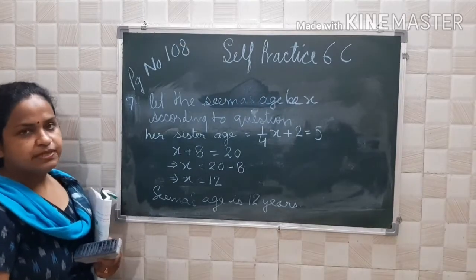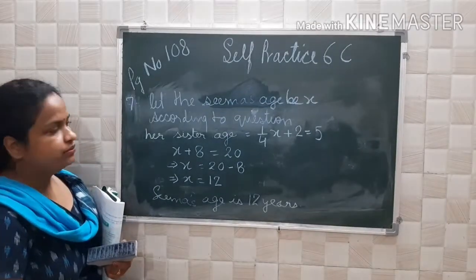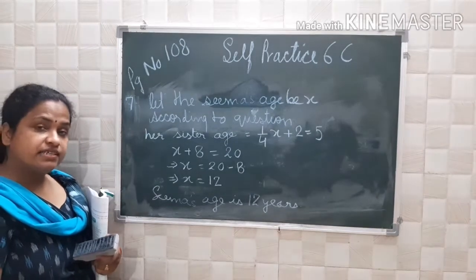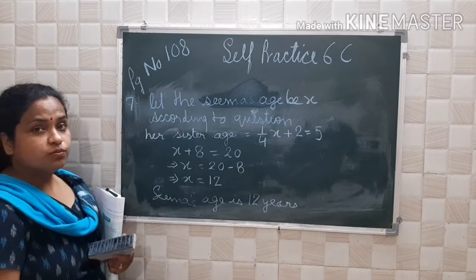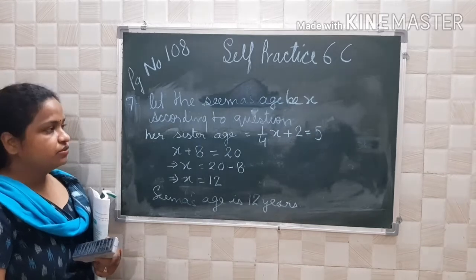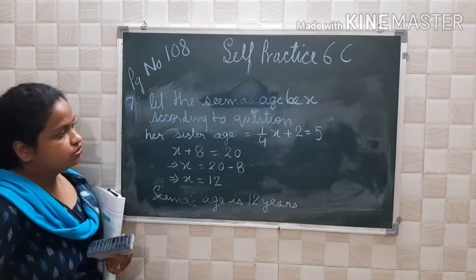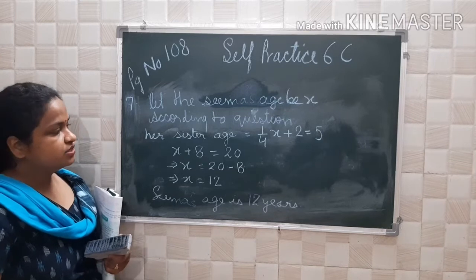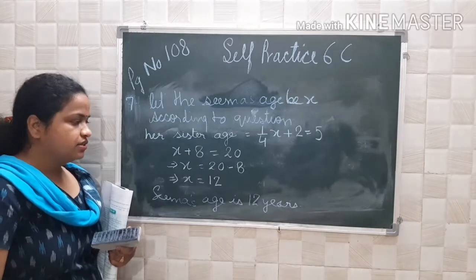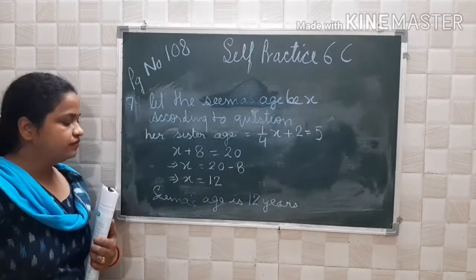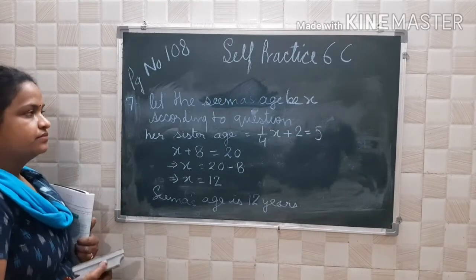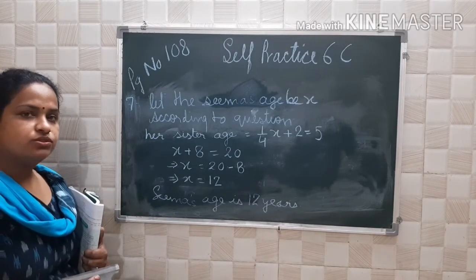See once more. Let Seema's age be x. According to the question, her sister's age will be how much? 1/4 of Seema's age plus 2 years more, equal to 5. 1/4 of x plus 2 is equal to 5. Now solve the equation. So 4 twos are 8, x plus 8 is equal to 4 fives are 20. So x is equal to 20 minus 8. So x is equal to 12. So what is Seema's age here? 12 years. Okay? Correct? Now come to question number 8.